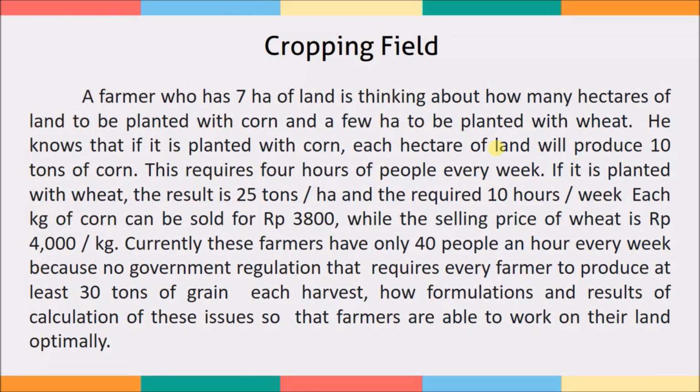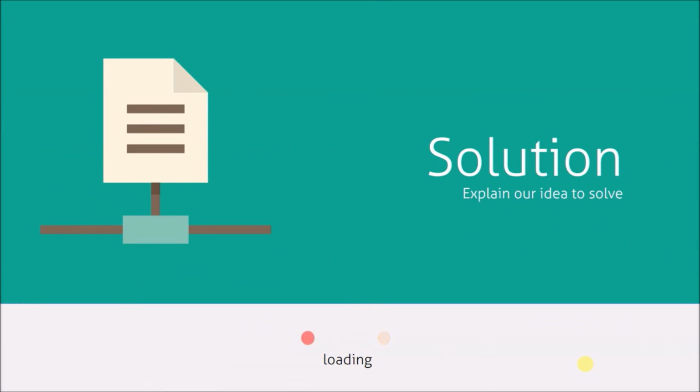Currently, these farmers have only 40 people hours every week, and government regulation requires every farmer to produce at least 30 tons of grain each harvest. How do we formulate and calculate this problem so that farmers are able to work on their land optimally? And this is the solution.